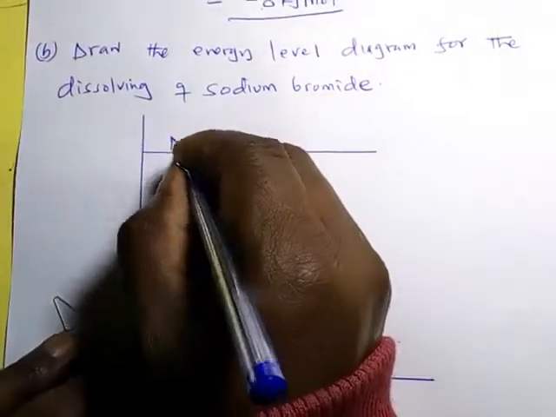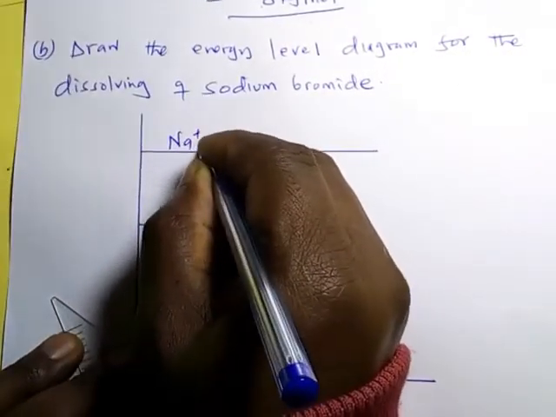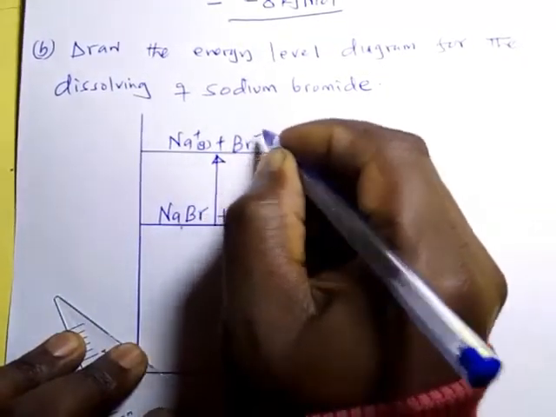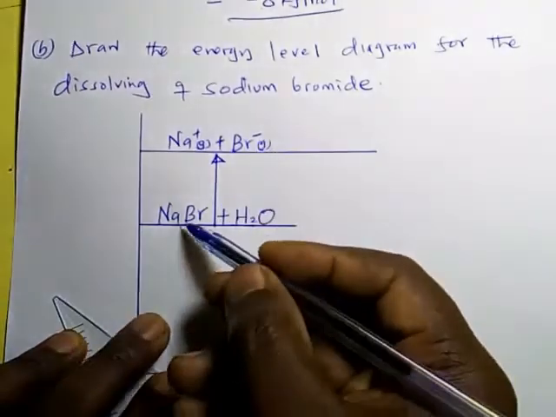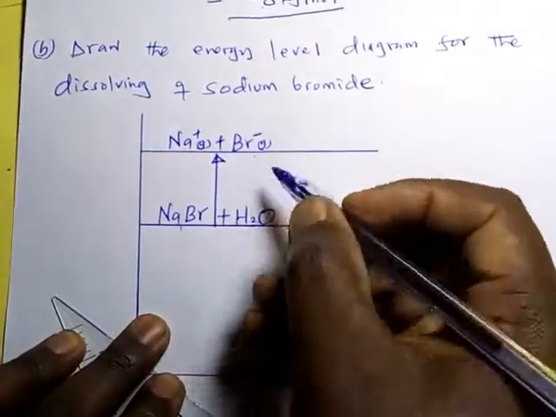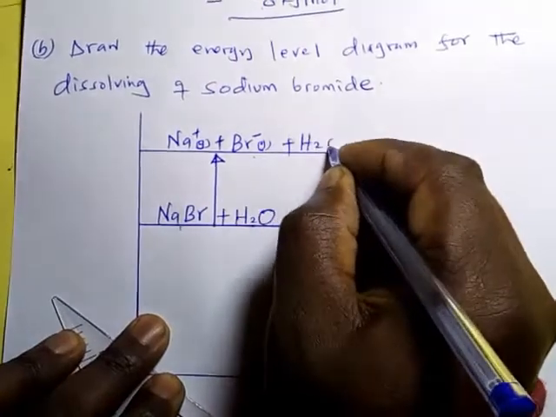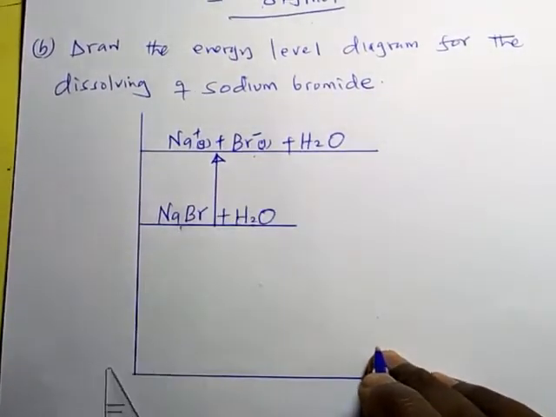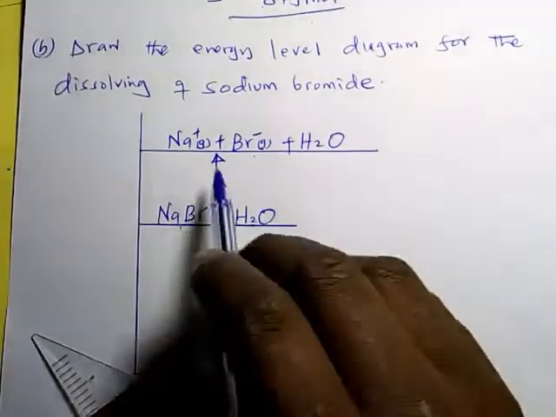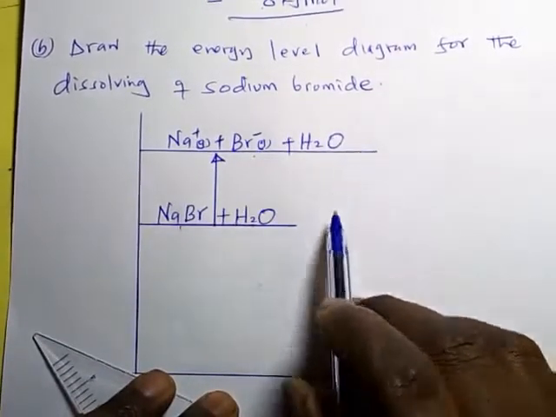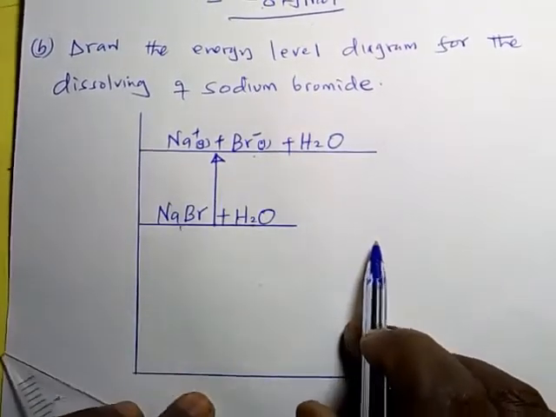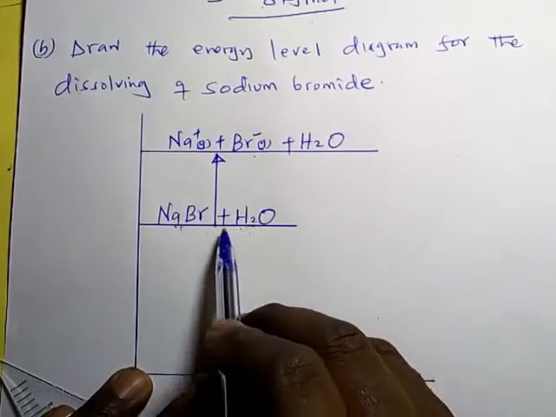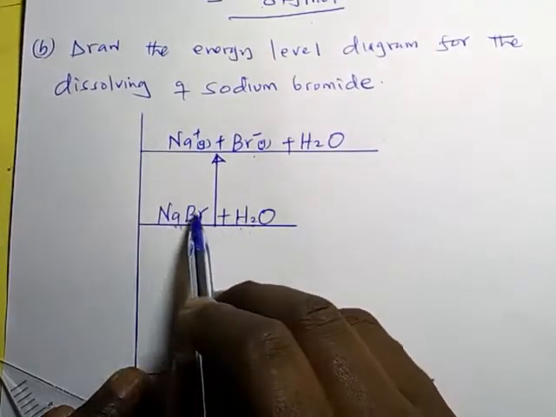This one will form sodium ion in gaseous form plus a bromide ion in gaseous form. But these ions are still in water, therefore plus water. Right? So if they are still in water, what do they form? They form a solution in aqueous state. Sodium bromide plus water. What are you forming? You are now immersing these ions in water and you are forming a solution.